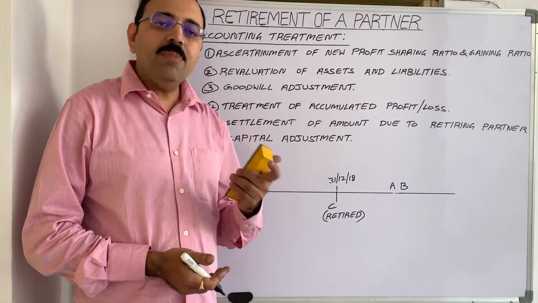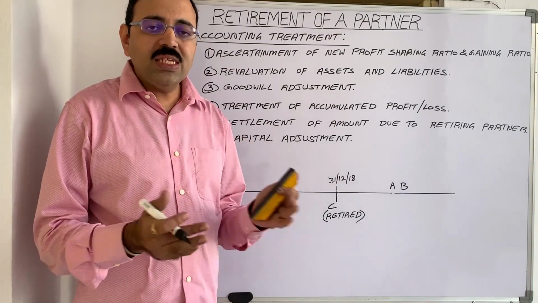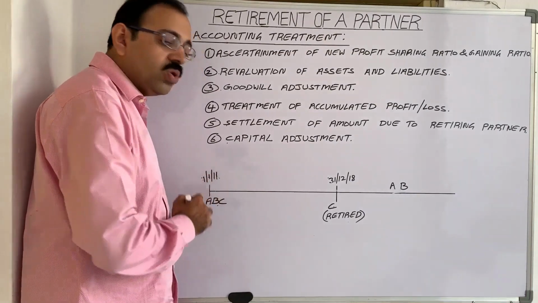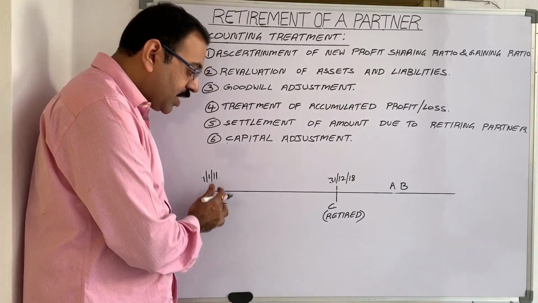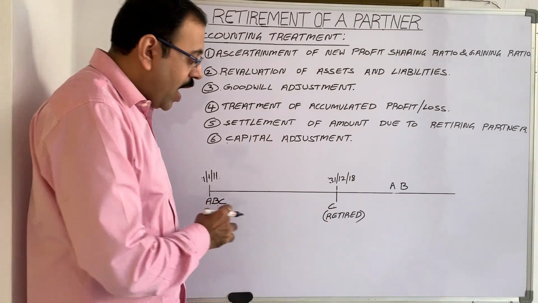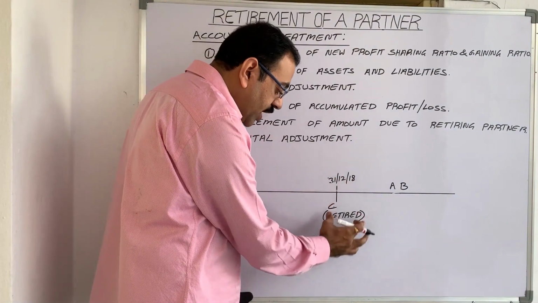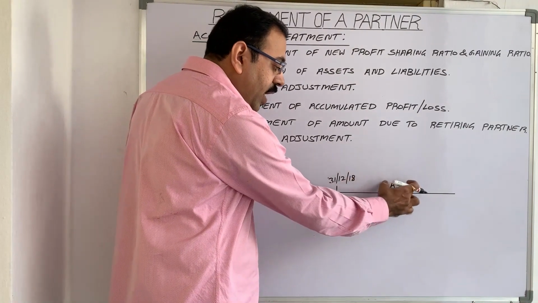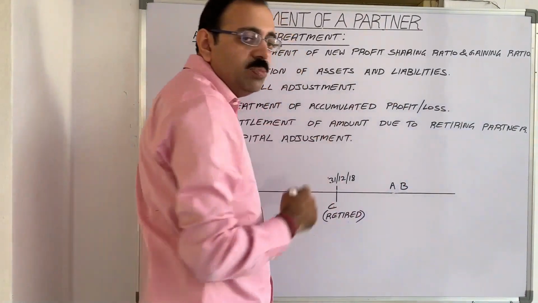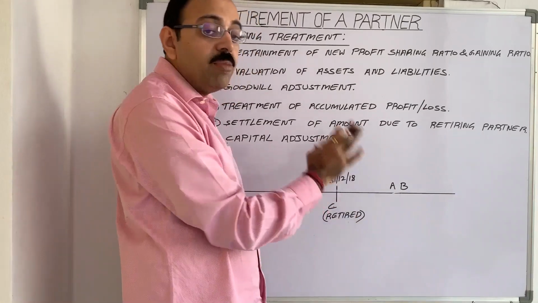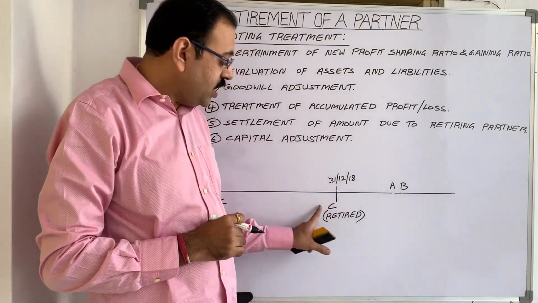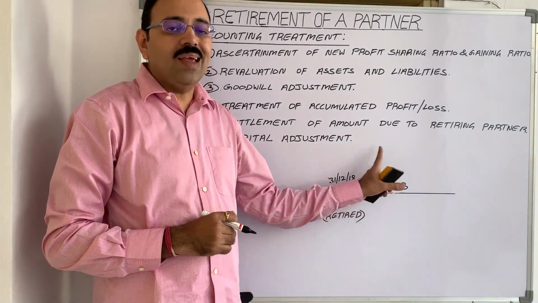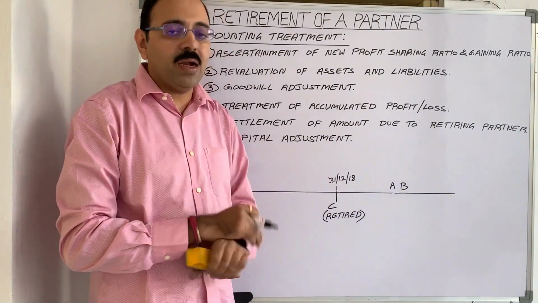What is meant by retirement of a partner? Let us see with one example. Suppose on 1st January 2011, A, B and C started one partnership business, and on 31st December 2018, C retired from the business. After this date, A and B want to continue this business. This is known as retirement of a partner. Here C is called the retiring partner and A and B are known as existing partners or remaining partners.